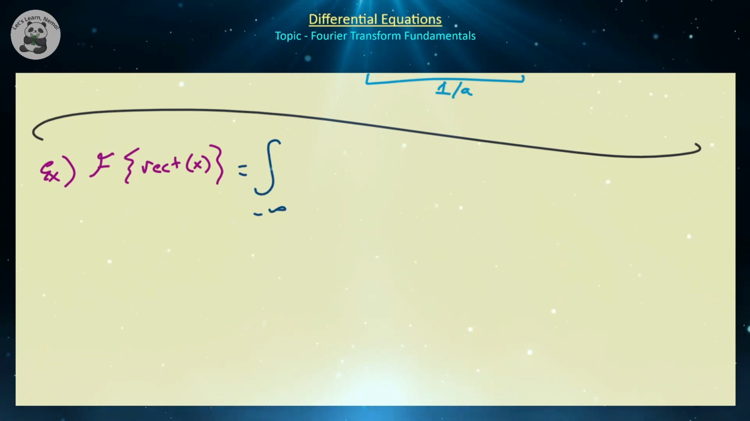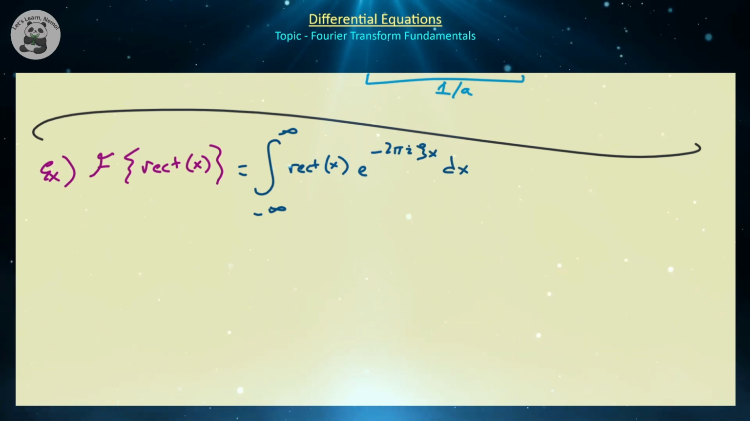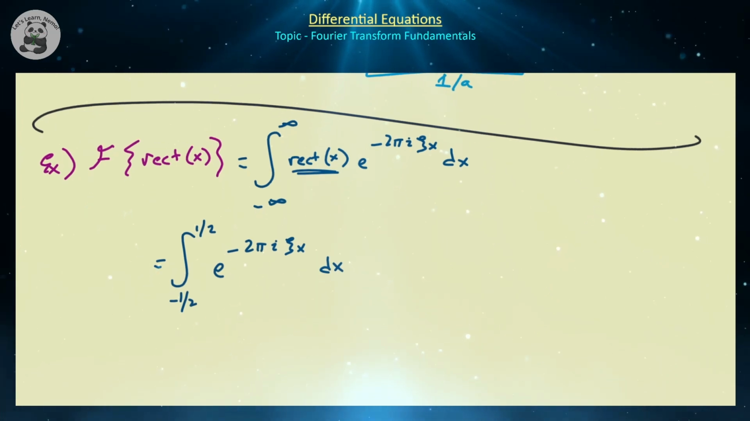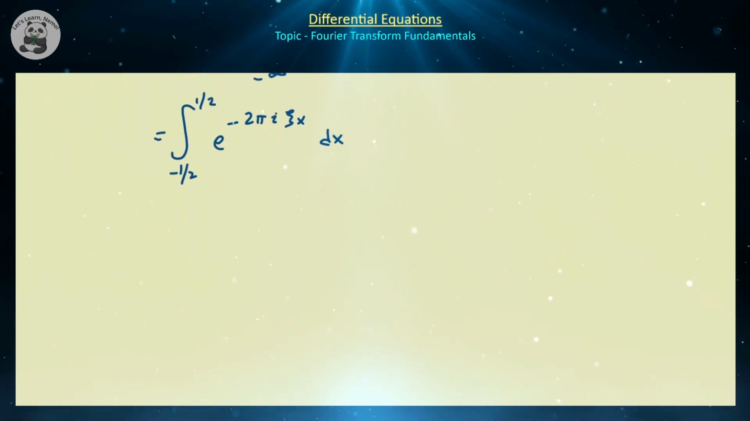The integral from minus infinity to infinity of the rectangular function times e to the minus 2 pi i psi x dx. So we know this is only non-zero from minus 1/2 to 1/2, so we can compress our integral down to minus 1/2 to 1/2. Keep in mind the rectangular function is just equal to 1 on this interval, so we can just write this as e to the minus 2 pi i psi x dx. So we're just integrating this exponential function, which is pretty nice. Keep in mind 2 pi i psi is a constant as far as x is concerned, so this is just a nice little substitution integral.